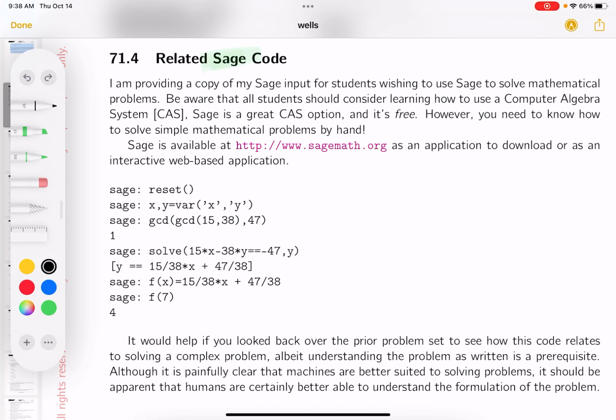What's Sage? It's a computer algebra system, CAS for short. It's open source. Go to this website, you can download it or use the interactive web-based application. We're really not teaching Sage over here. What we're trying to do is get you to do the problems by hand, as Wells would want you to do. Again, if you think there's an error, and I'm not beyond making errors, please reach out to me.